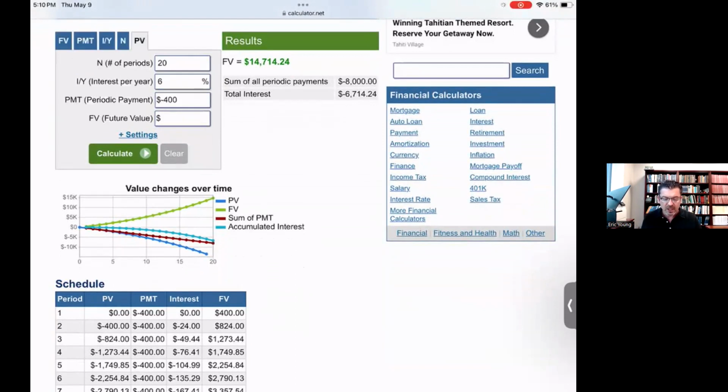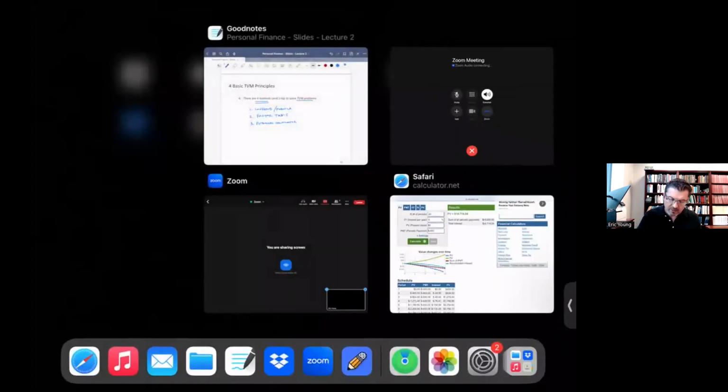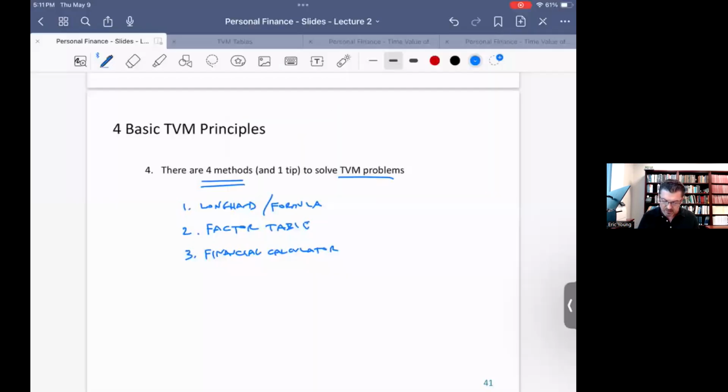So if you're looking for the future value of something, you click FV. Notice that when you click FV, N, I, PV, and PMT are going to be filled in, because the problem will give you all but one of the variables. All you do is plug in the variables, you press calculate, you solve your problem. These are really convenient, really handy. It's free and easy to use. Okay, that's our third one.